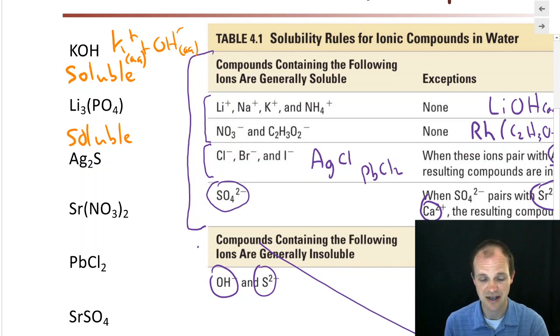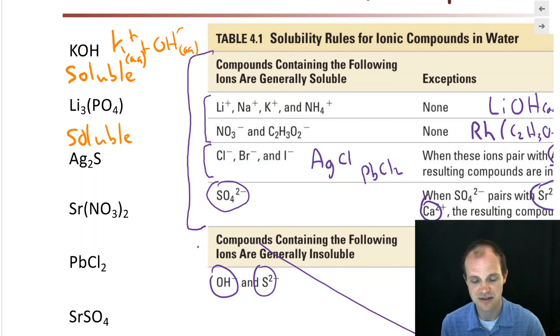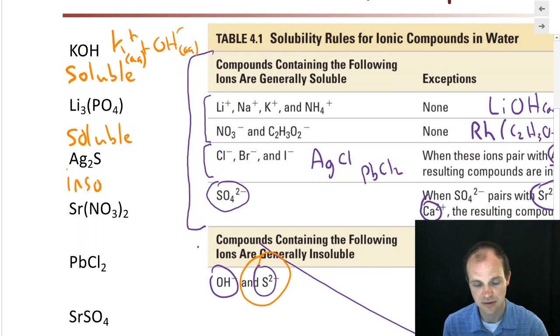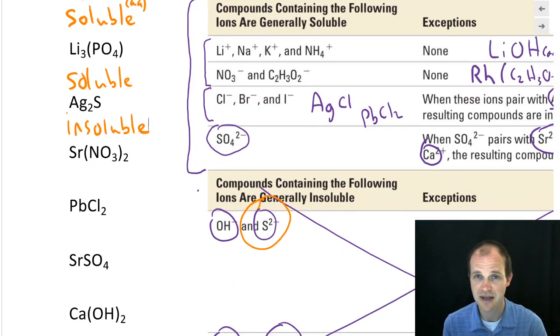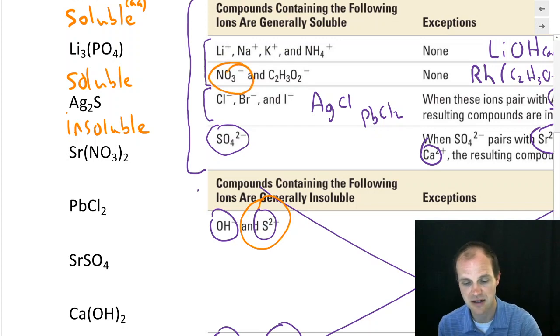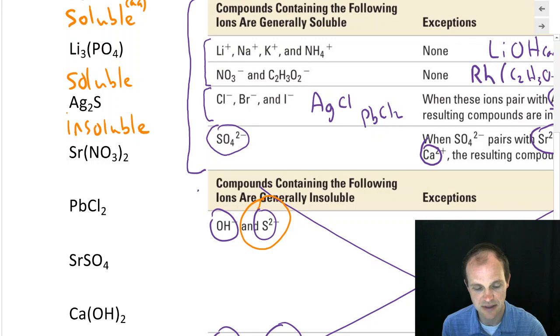Silver sulfide. Well, it's not on our list. The sulfide is not on our list of things that are soluble. It's actually on our list of things that are insoluble, and so we're going to say this is likely insoluble. Strontium nitrate. Strontium, not on our list anywhere, but nitrate is. What do we know about nitrate? Nitrates are always soluble with no exceptions, so this is soluble.